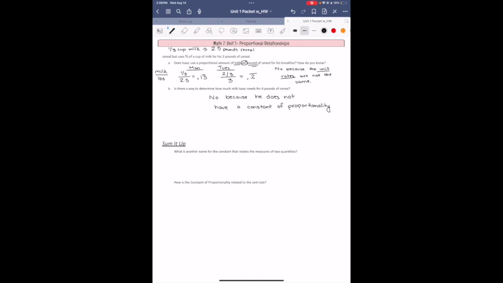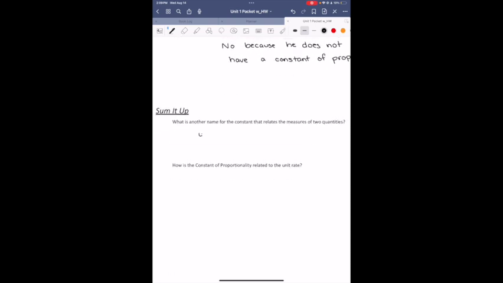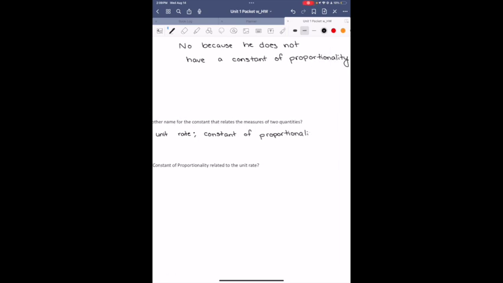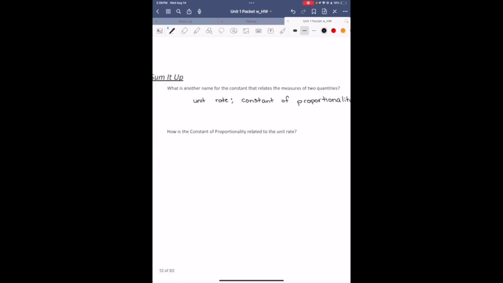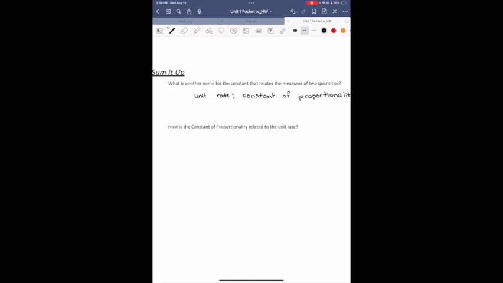Okay? So to sum this up, it says, what is another name for the constant that relates to the measures of two quantities? This is our unit rate. And today we also learned that that unit rate can also be called the constant of proportionality. Remember, our constant of proportionality is denoted by the variable k. It says, how is this related to the unit rate? Well, they are exactly the same. They are no different.